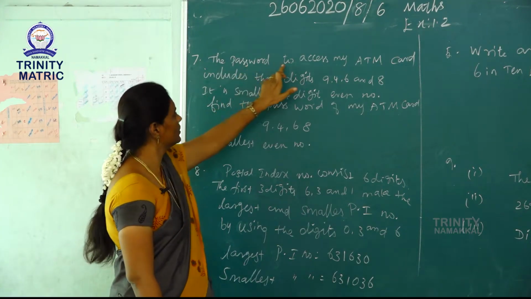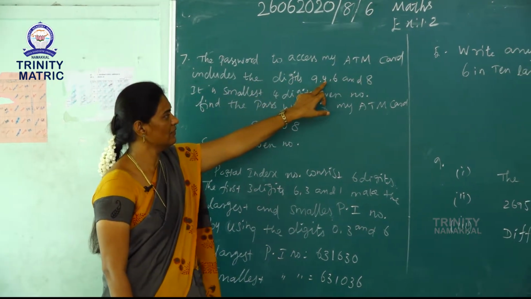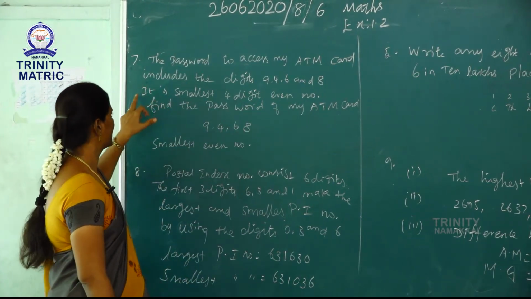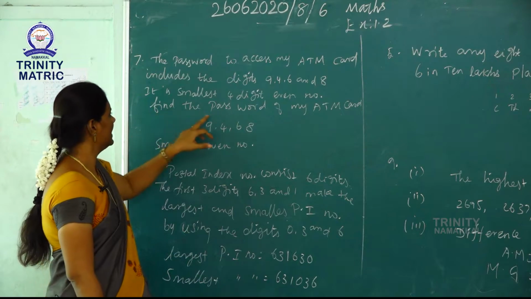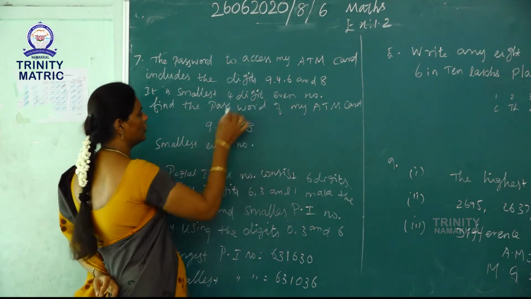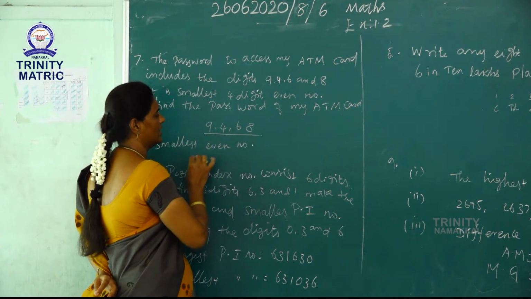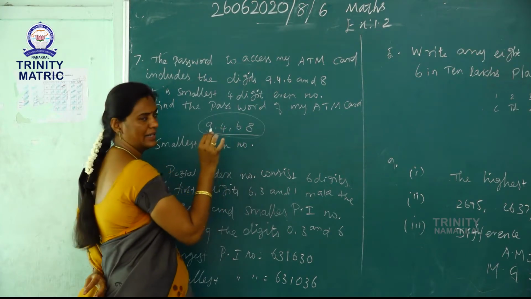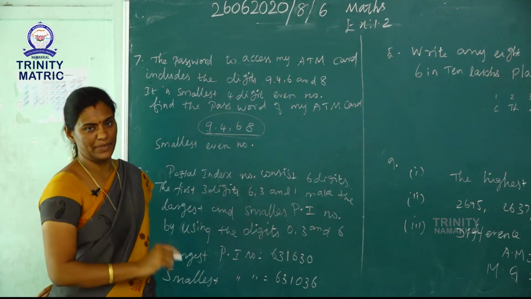The password to access my ATM card includes the digits 9, 4, 6 and 8. It is the smallest 4-digit even number. Find the password of my ATM card. Here the 4 digits given are 9, 4, 6, 8. From this number we form the smallest even number.